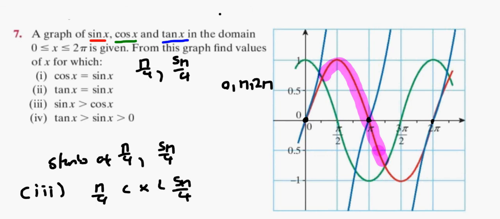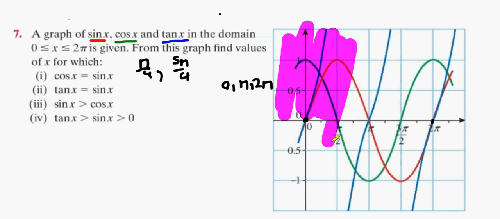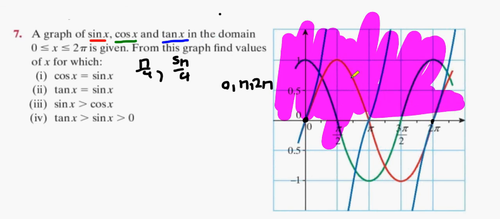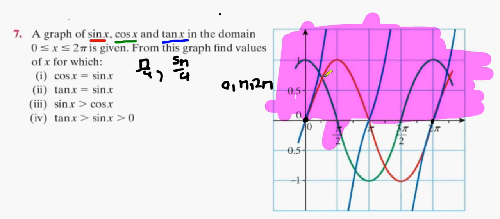Now the answer to part 4. When is tan x bigger than sine x bigger than 0? Tan x and sine x have to be positive. Bigger than 0 means they're in the top half of the graph, above the x-axis. I'm just going to shade in this purple region here. This is where my answers have to be, in this top region here.